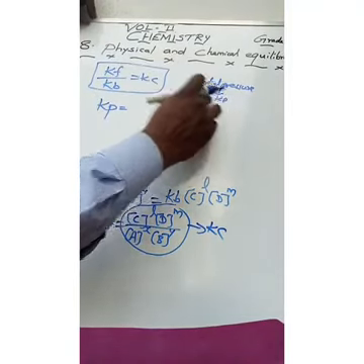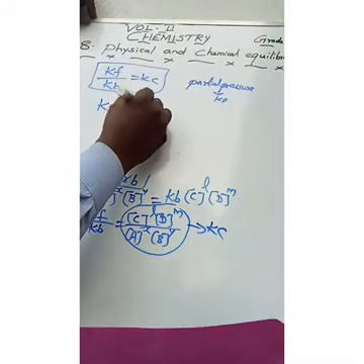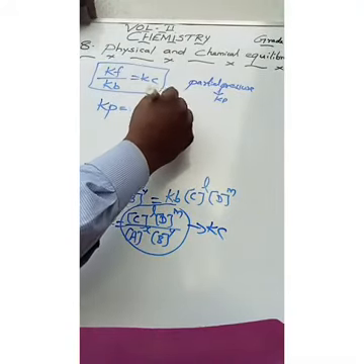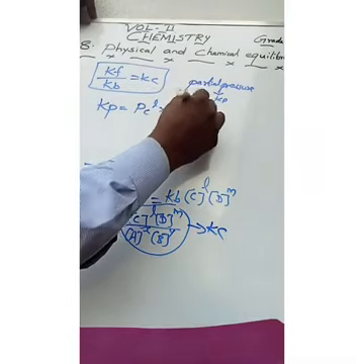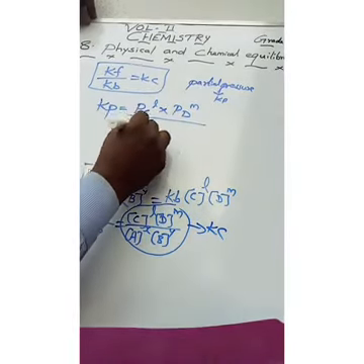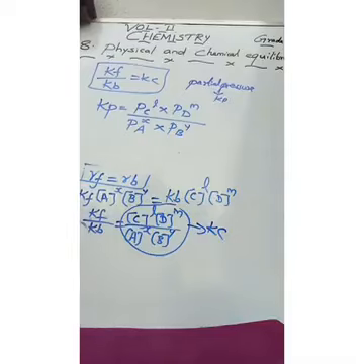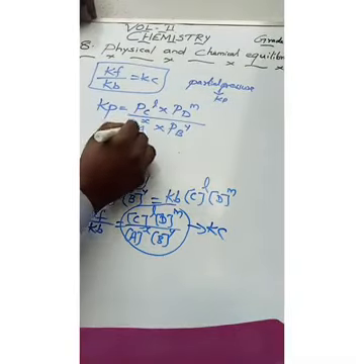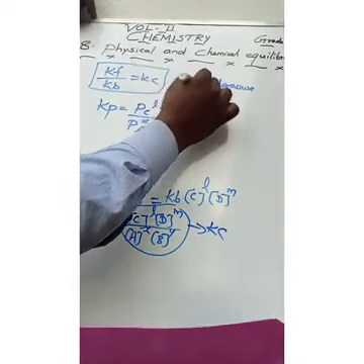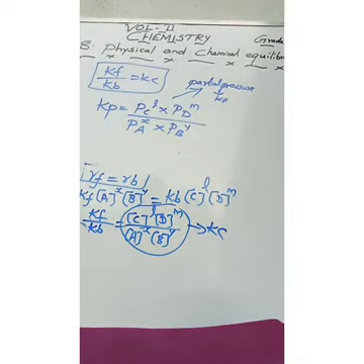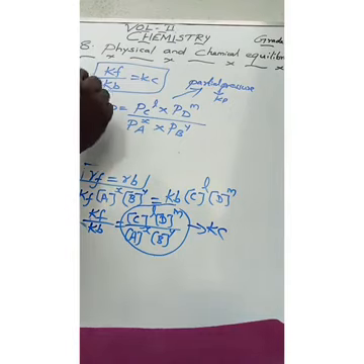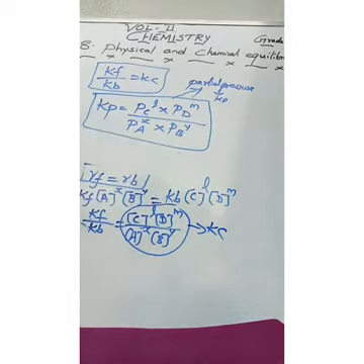So Kp can be written as Kp is equal to PC power L into PD power M divided by PA power X into PB power Y. Here, what are PC, PD, PA, PB? These are the partial pressures of gases A, B, C and D. PA means partial pressure of A, PB partial pressure of B, PC partial pressure of C, PD partial pressure of D.